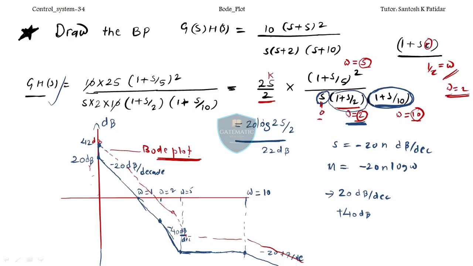And the slope provided by a zero is plus 20 dB per decade for a single zero. For 2 zeros, 40 dB per decade, for 3 zeros, 60 dB per decade, and so on. So please remember this: poles will provide you minus 20 dB per decade, and zeros will provide you plus 20 dB per decade.